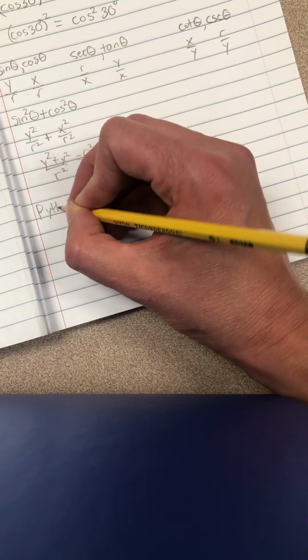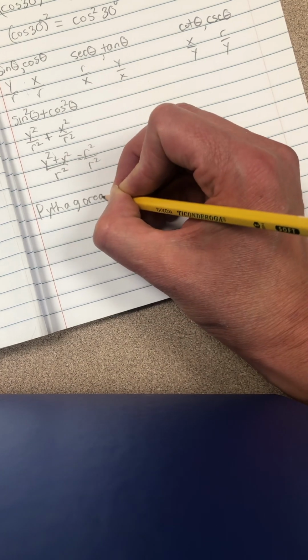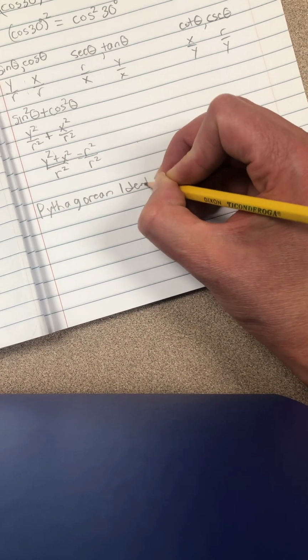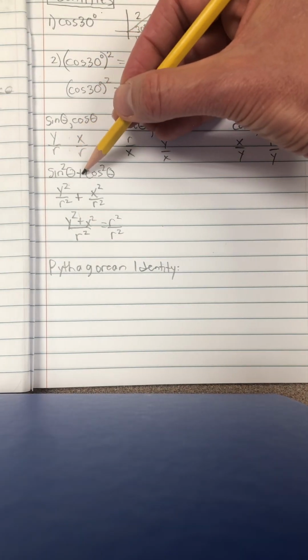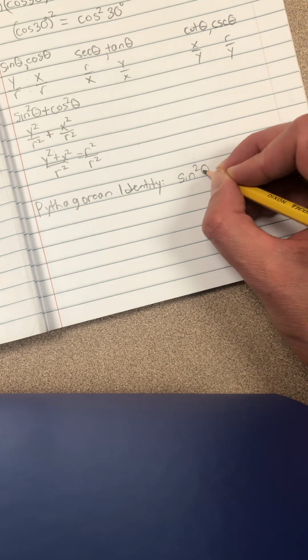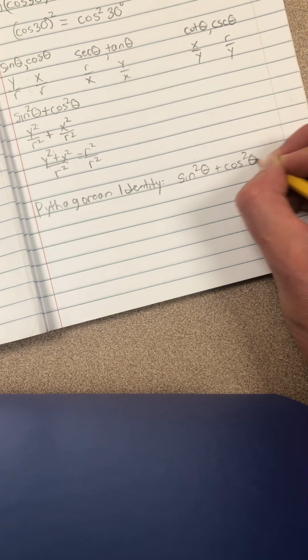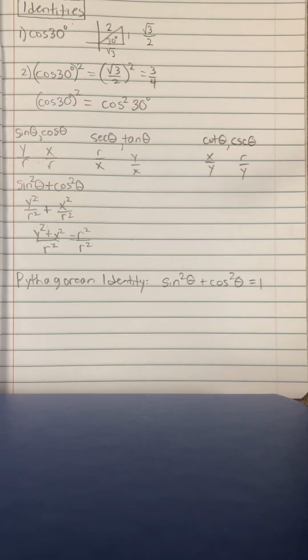So this is known as a Pythagorean identity. There are 3 of them. This is the most important one I think you could learn, and it basically says that if you have the sine squared of an angle and the cosine squared of an angle and you add them, you'll always get 1. I'd like you to write that down. I'd like you to have that one memorized.